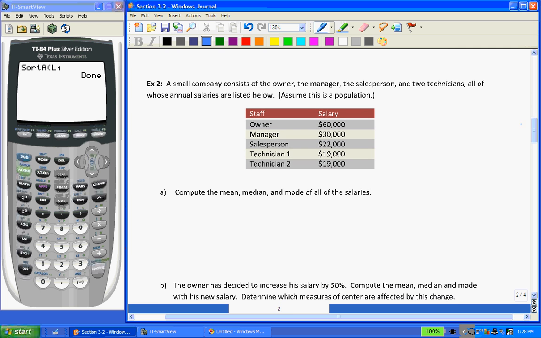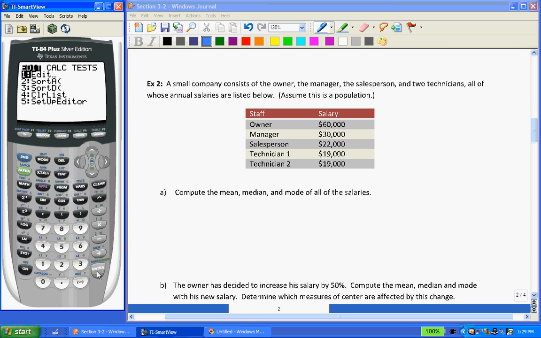Example 2. A small company consists of the owner, the manager, the salesperson, and 2 technicians, all of whose annual salaries are listed below. We're going to assume that this is the population. Part A, compute the mean, median, and mode of all the salaries. It's completely up to you how you prefer to do this. You can still do it by adding up and dividing or using the formulas, but I'm going to use the Stat feature in my calculator.